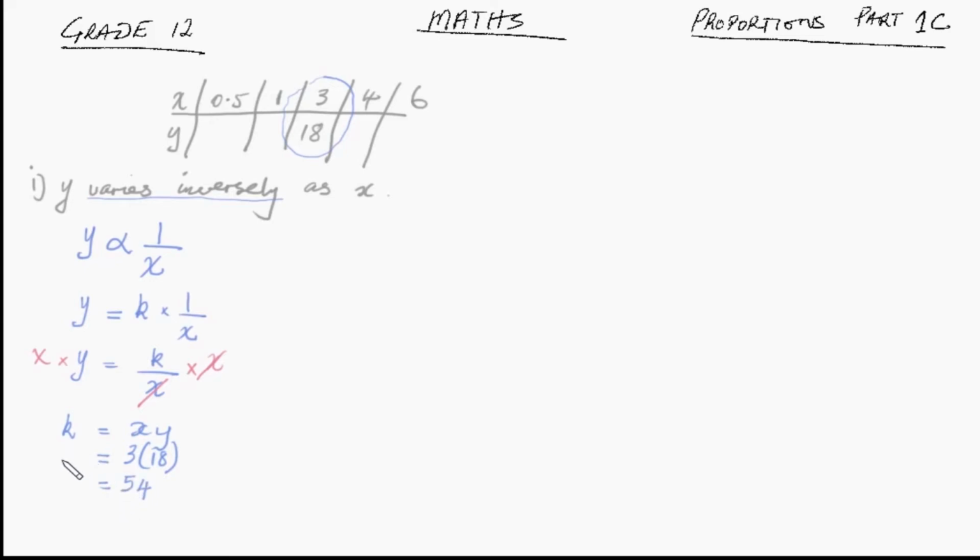So k is 54, and this k is very important. It's what we call the constant of proportionality. K is the constant of proportionality. If we say it's the constant, that means k is the same everywhere. It's like you have a straight line, and then we talk of the gradient. We know that the gradient of a straight line is the same along that line.